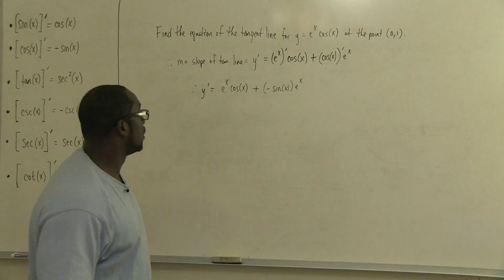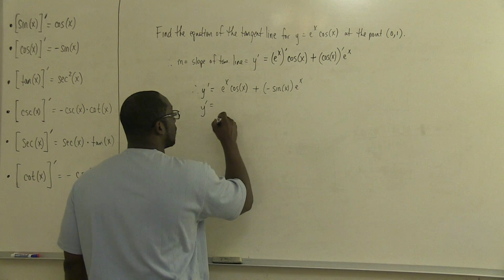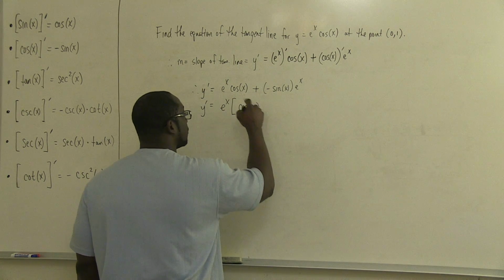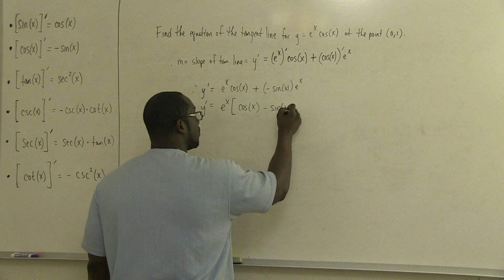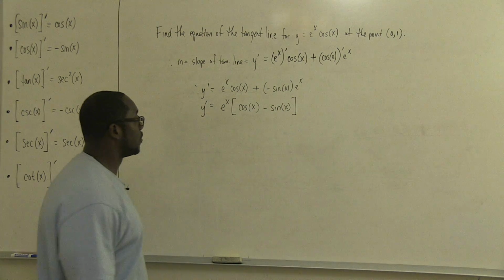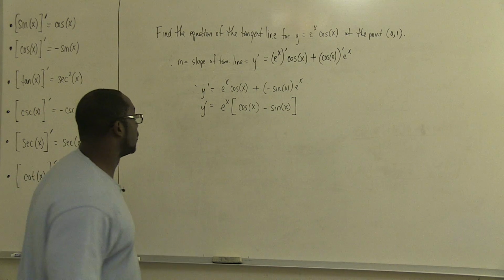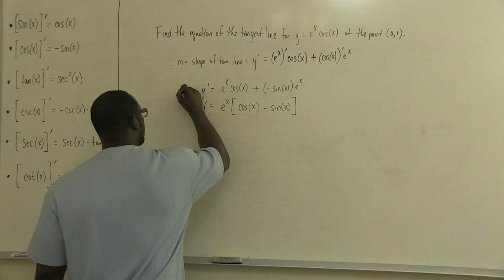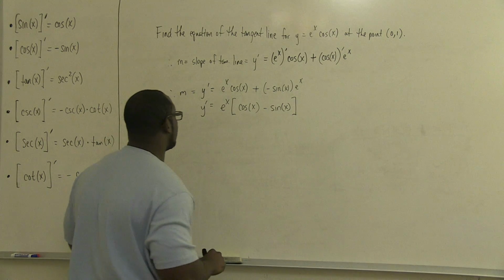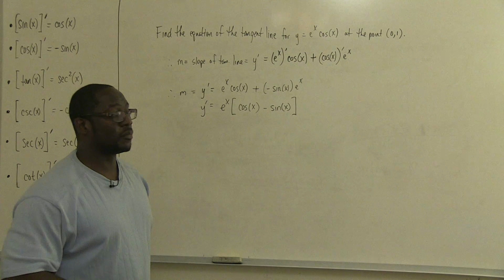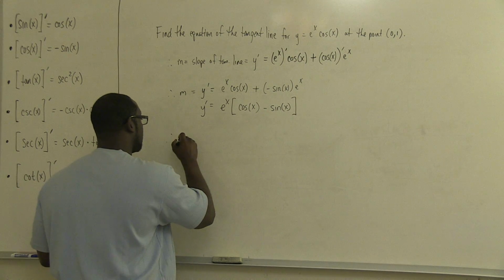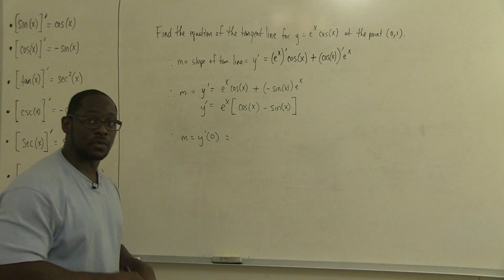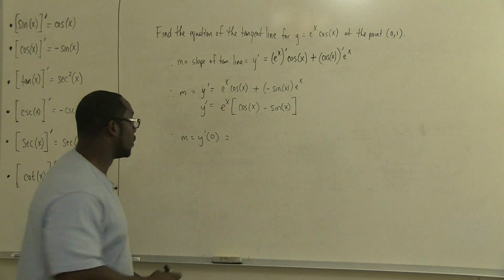And so now, in looking at this, both terms have an e to the x, so we could factor that out. And what we're left with is cosine x one term minus sine x second term. So now we know that this is the same as the slope of the tangent line. And now we want to evaluate this at the point 0, 1. So here, if we let x equal 0, we'll find out exactly what this is going to equal.